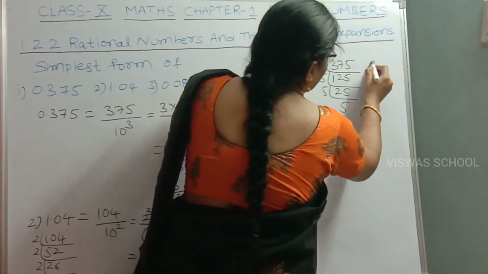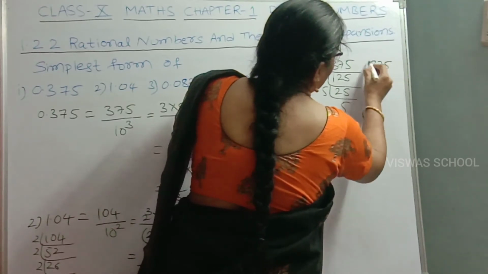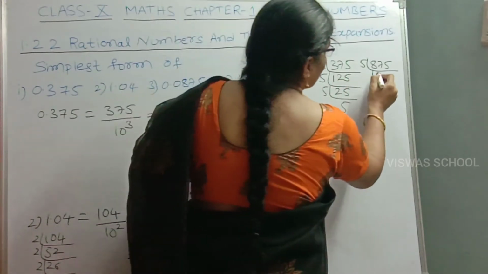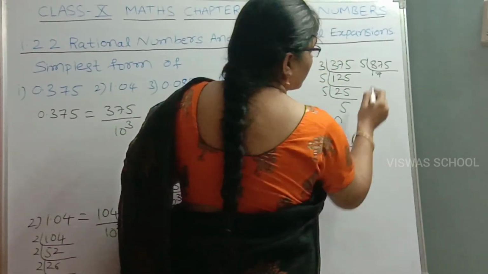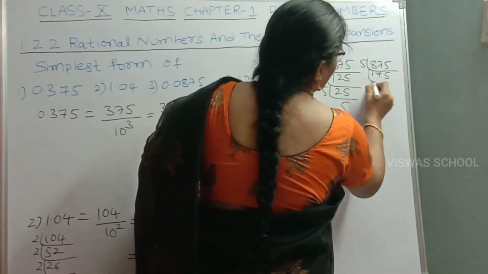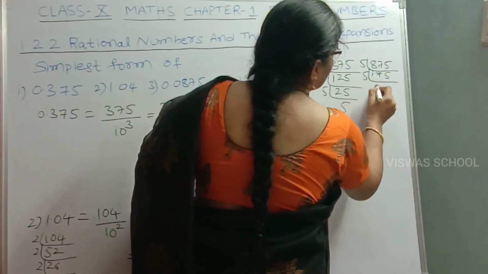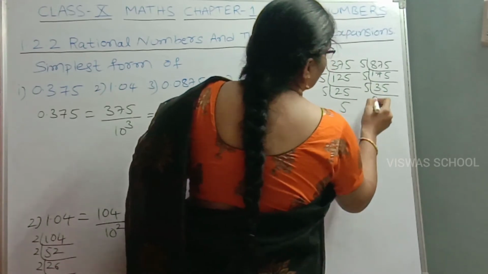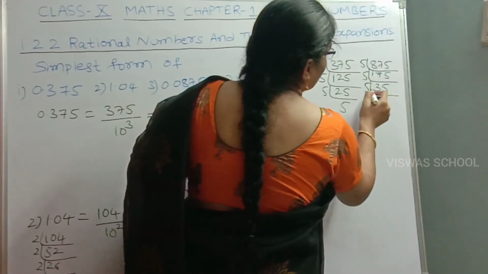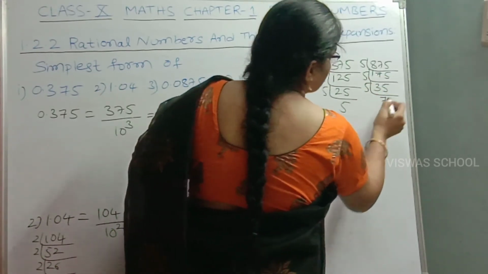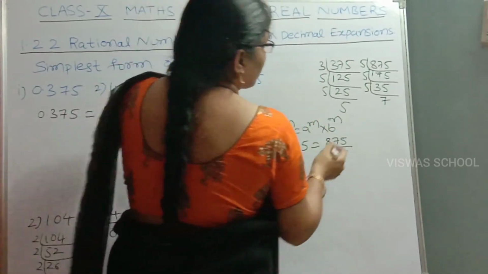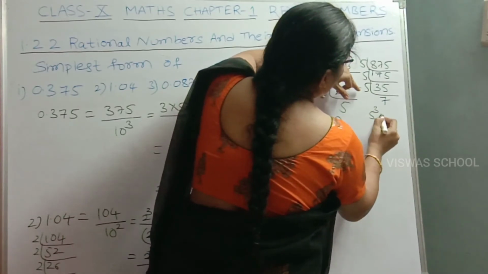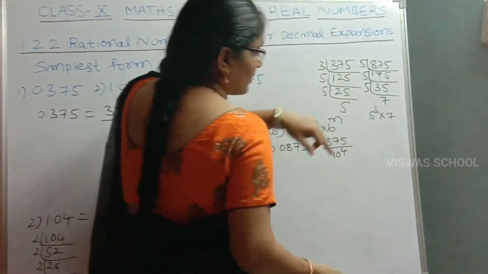That means 875, how do you write this? 5 ones are 5, remaining 3 here. 5 sevens are 35, remaining 2. 5 fives are 25. Now 5 threes are 15, remaining 2. 5 fives are 25, and 5 sevens are 35. Now how do you write this 875? That is 5 cube into 7, simply.